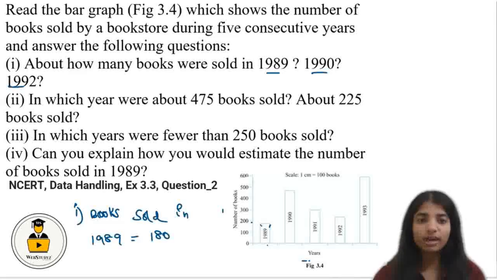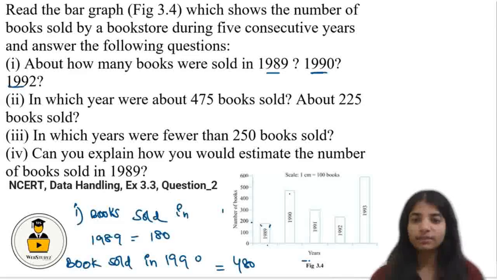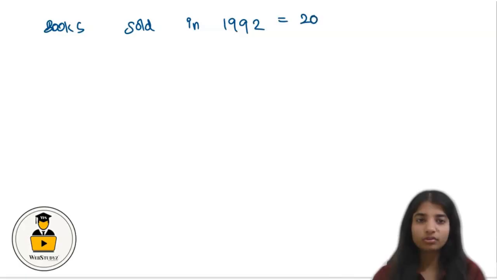In the same way, we have to find out books sold in 1990. Look here in the graph. In the graph, books sold in 1990 are 480. Now we have to find out the books sold in 1992. So books sold in 1992 are 220. So we can say that the books sold in 1992 is equal to 220. So this is the answer to the part 1 of this question.